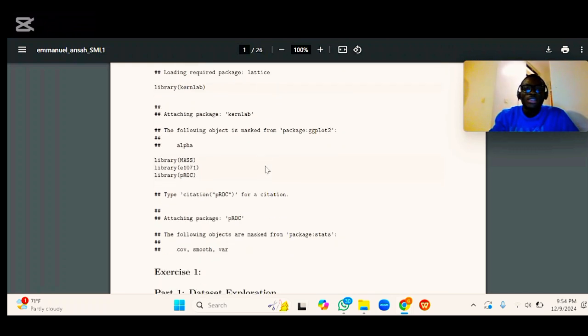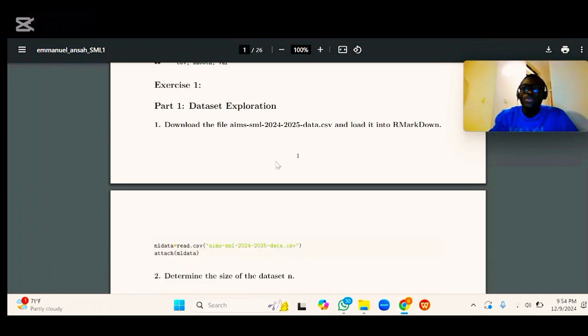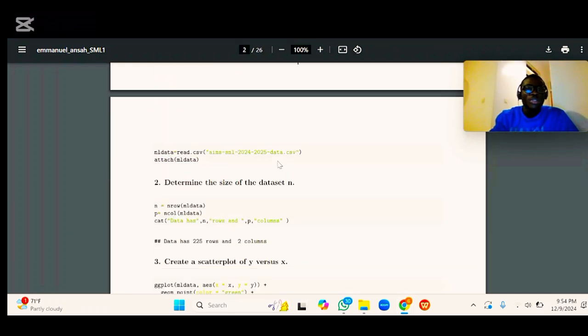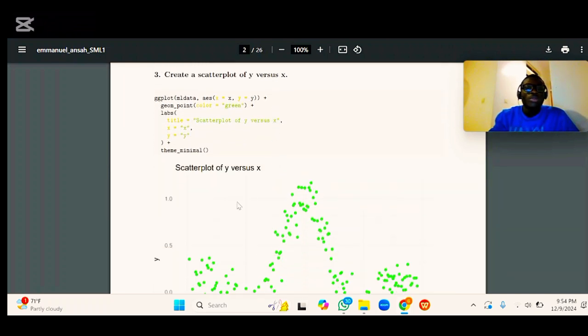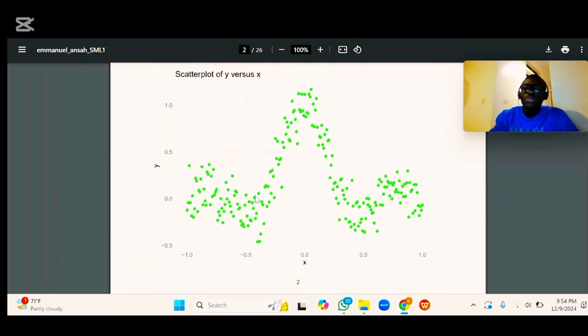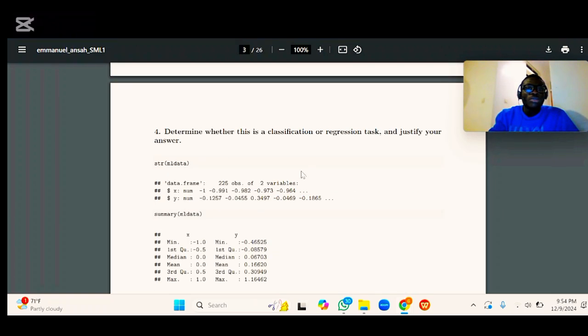Upon loading the data sets, I discovered we had 225 rows and two columns. And upon plotting the data, we can see some nonlinear pattern in the data. And looking at our response variable, it is a continuous variable, so it's literally a regression task.